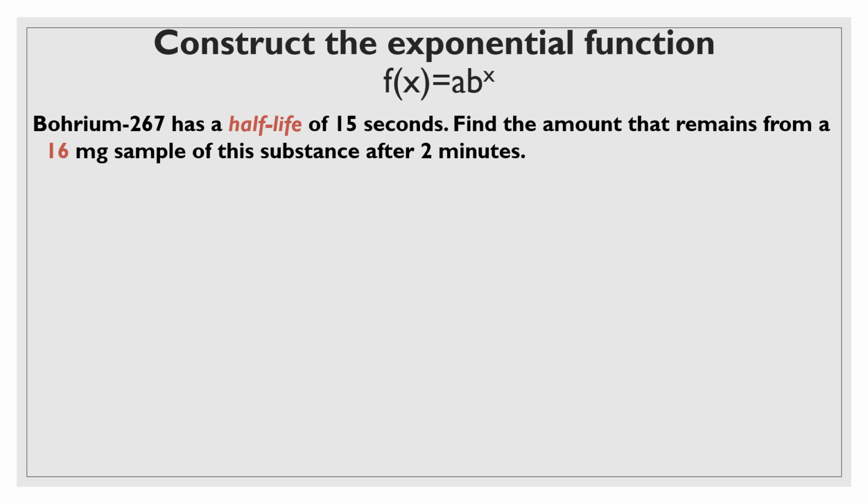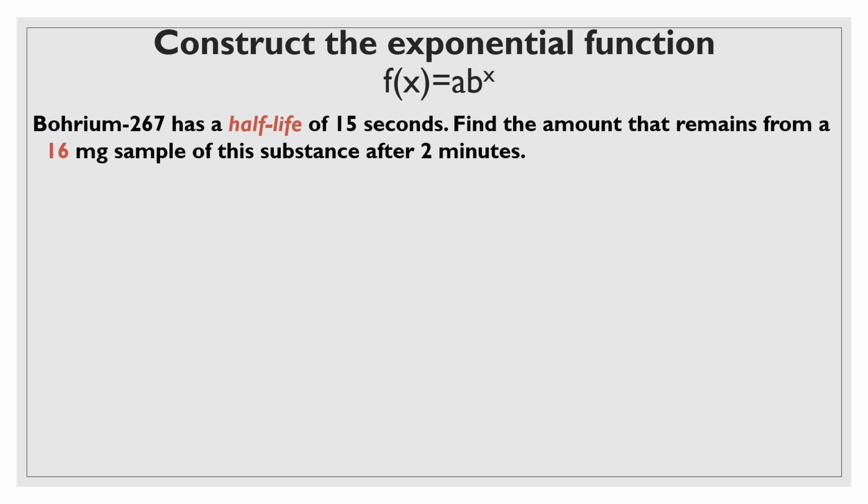Next example. Barium-267 rather has a half-life of 15 seconds. Find the amount that remains from a 16 milligram sample of this substance after 2 minutes. If we are going to understand the situation, every 15 seconds the quantity of barium-267 is reduced to 1/2.